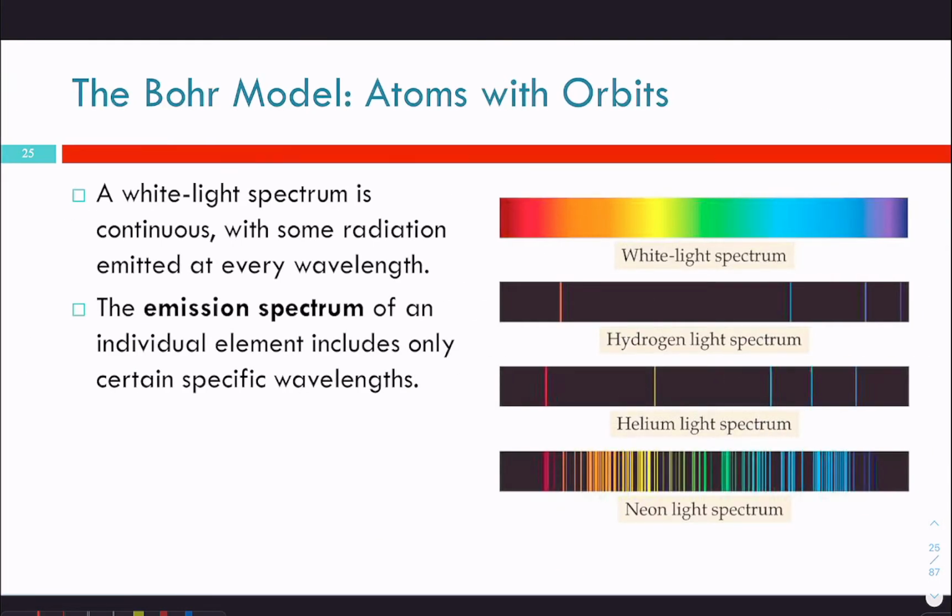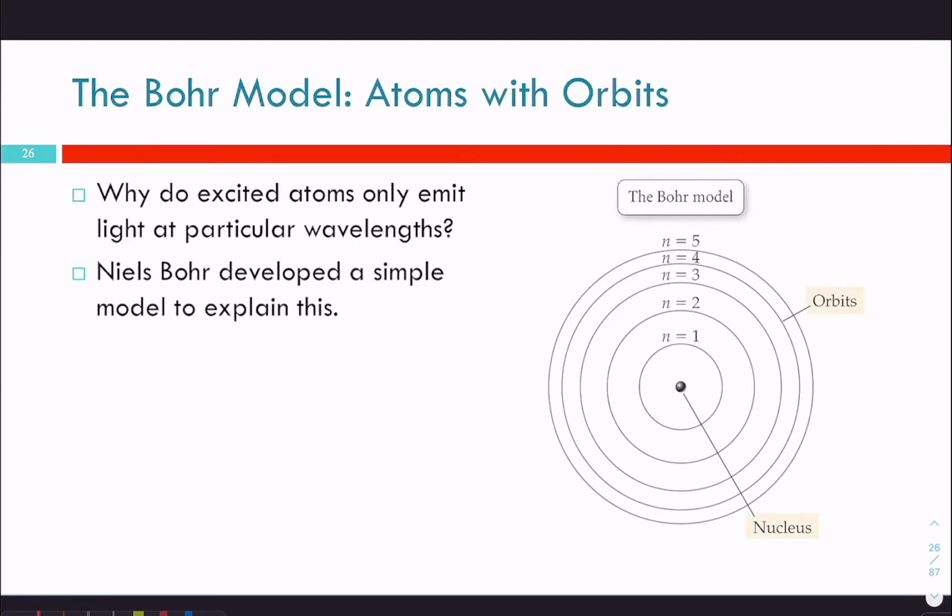So again, white light spectrum, right, completely filled up, all the different wavelengths of color. The hydrogen light spectrum has 3. Helium adds a couple more. Oh, actually, there's one there that you might not be able to see at the far end of violet. But these are the emission spectrums for each of these elements. And they emit light at certain wavelengths. You can actually use this to identify different elements. So the question is, why do excited atoms only emit light at particular wavelengths?